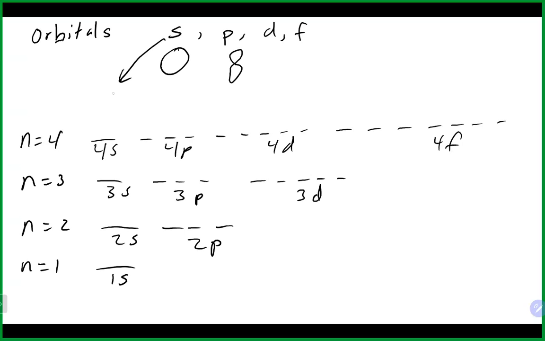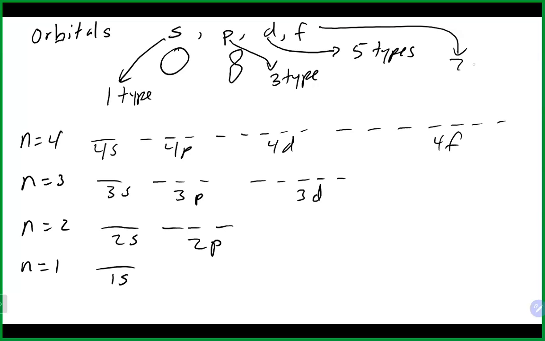There is only one type of s orbital. P orbitals, there are 3 types of p orbitals on every energy level that has them. D, there are 5 types on every energy level that has them. And F, there are 7 types. And each individual orbital can only hold a maximum of 2 electrons, which means if you max out the s orbital, you could put 2 electrons in there.